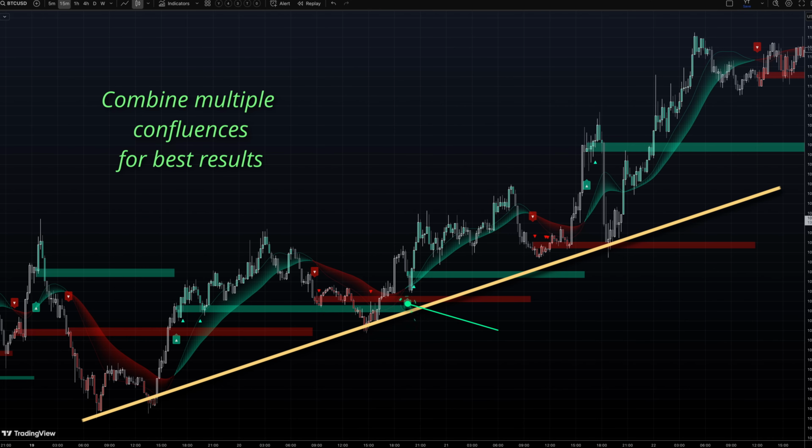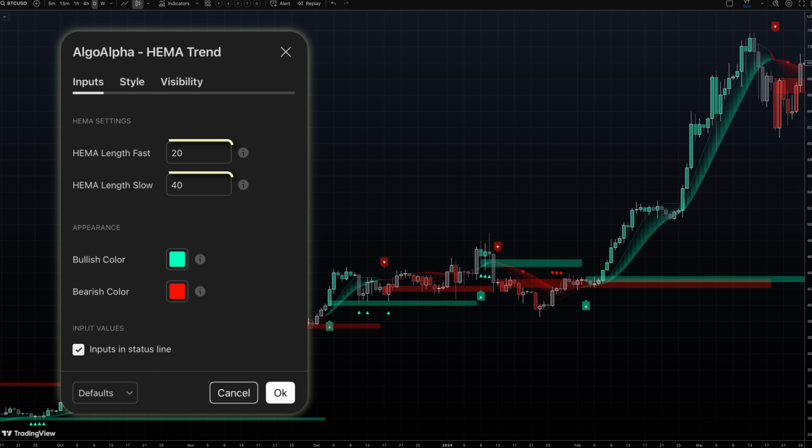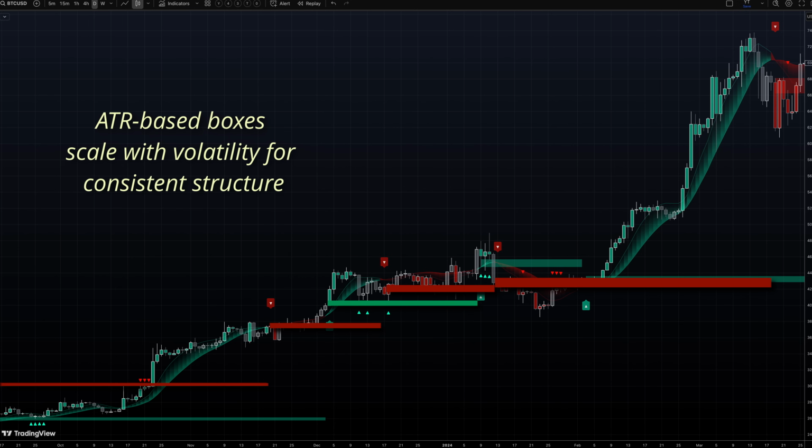Traders can use this system for trend-following strategies, entering positions when HEMA crossovers occur, and managing trades based on box-level tests. The dynamic nature of these levels makes them suitable for swing trading approaches, where trend continuation or reversal patterns develop. The indicator offers customization through adjustable HEMA periods and color schemes, though the core logic remains fixed. The ATR-based box sizing automatically adapts to market volatility, ensuring levels remain proportionally relevant across different market conditions and timeframes.